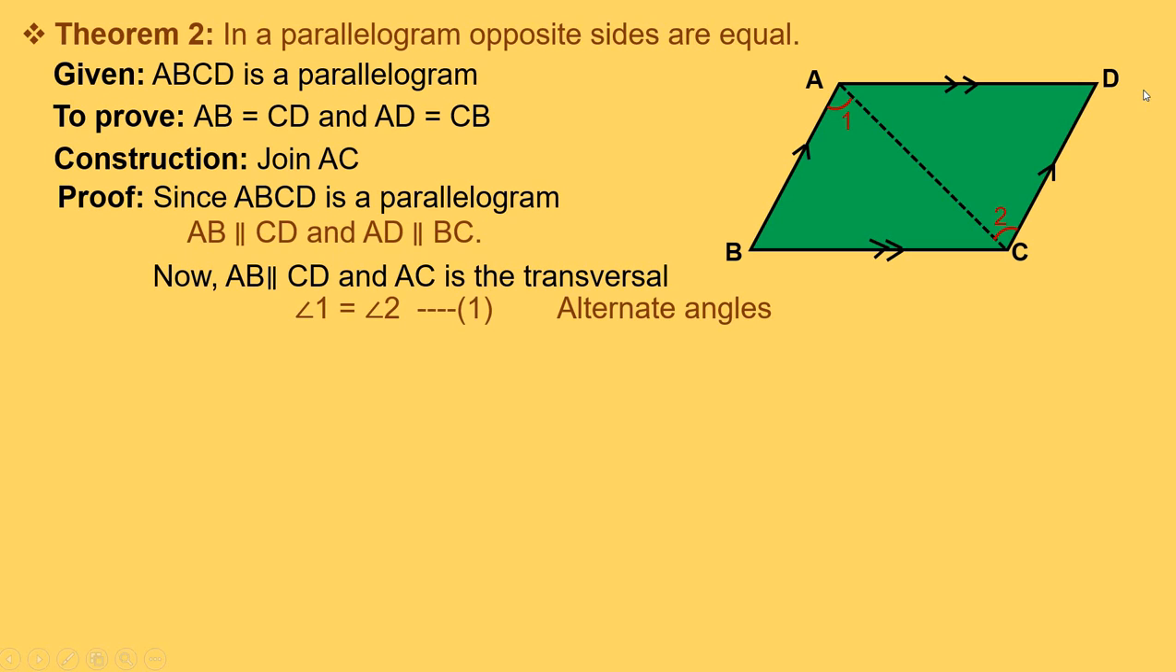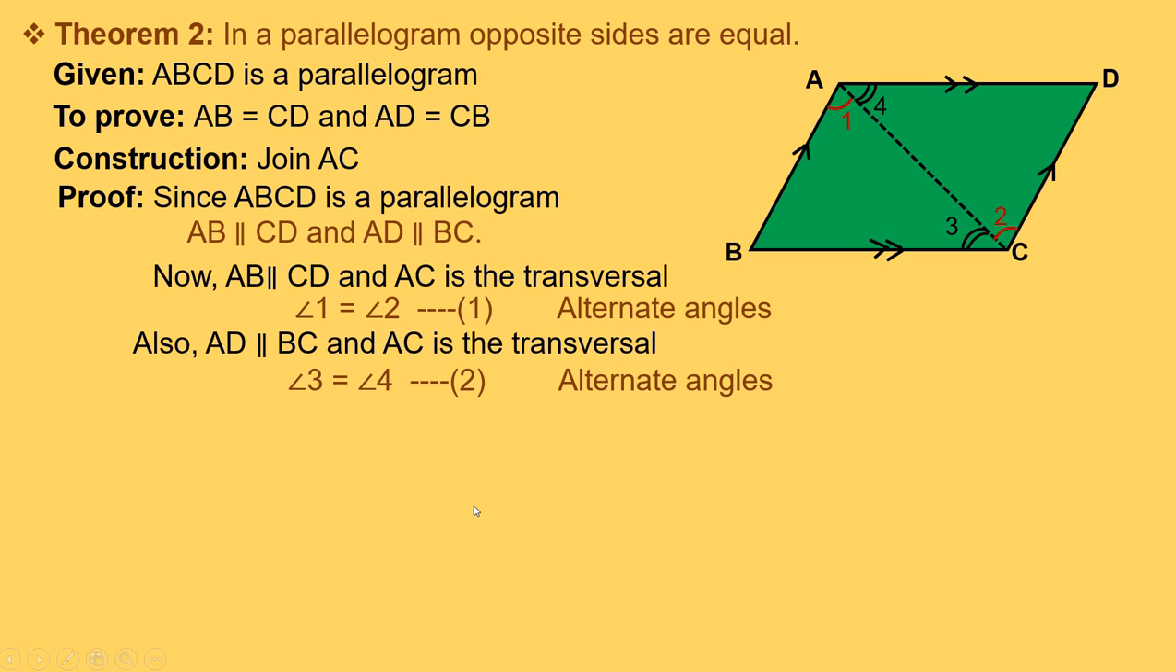Also, AD is parallel to BC and AC is the transversal. So angle BCA is equal to angle DAC. Again, alternate angles are equal. Let's take it as angle 3 and angle 4. So angle 3 is equal to angle 4. Alternate angles are equal. Let's take it as equation 2.